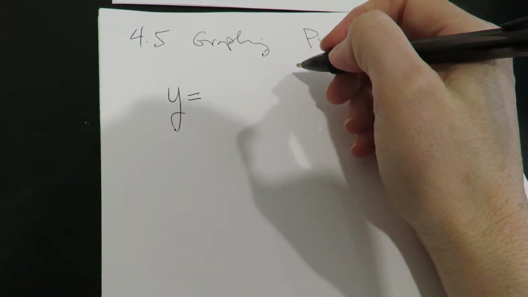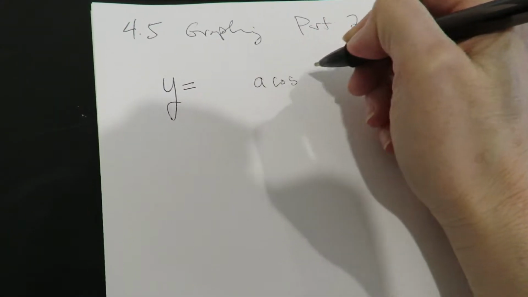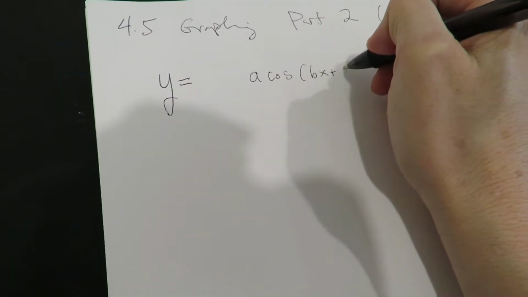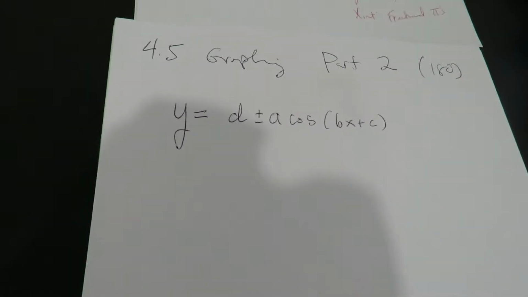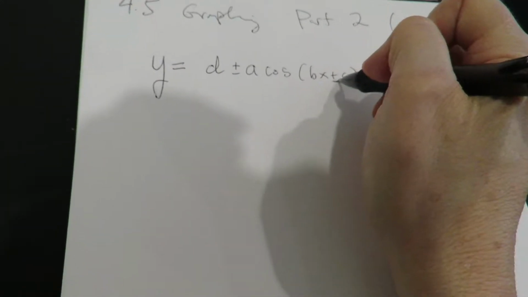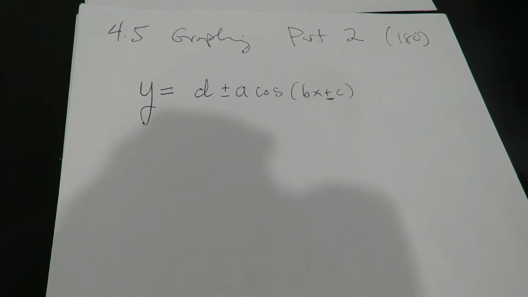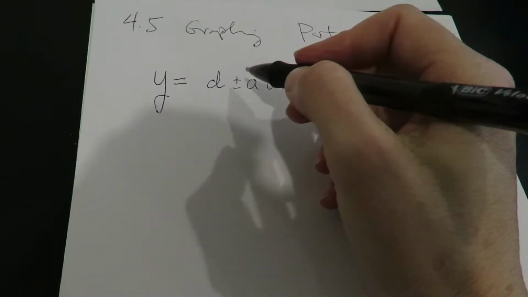So I'm going to just write out the generic equation. I'm trying to remember how your book writes it. So this should look somewhat familiar to how you've moved other graphs around. So see if you can figure out part of it.